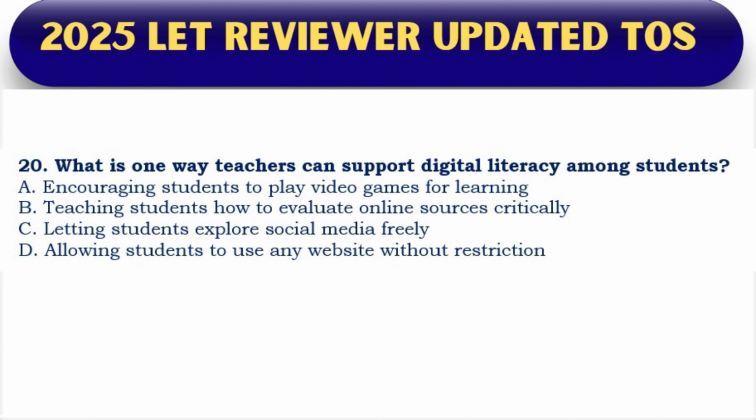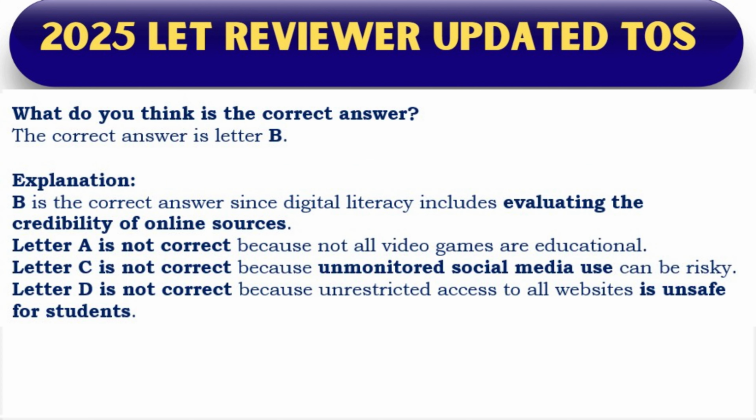What do you think is the correct answer? The correct answer is letter B. Explanation. B is the correct answer since digital literacy includes evaluating the credibility of online sources. Letter A is not correct because not all video games are educational. Letter C is not correct because unmonitored social media use can be risky. Letter D is not correct because unrestricted access to all websites is unsafe for students.